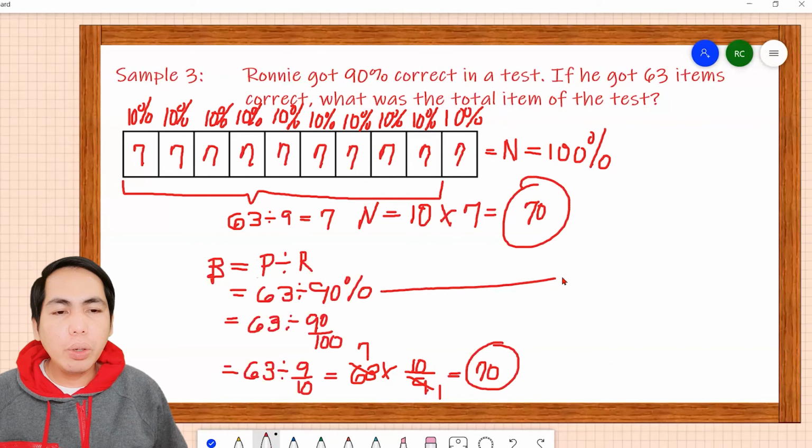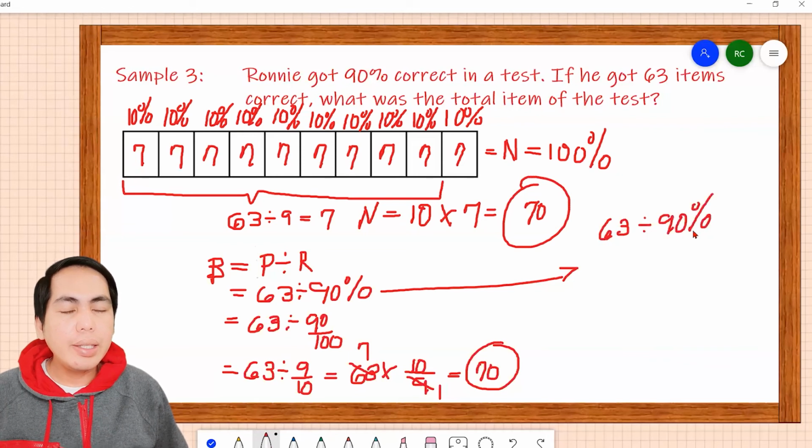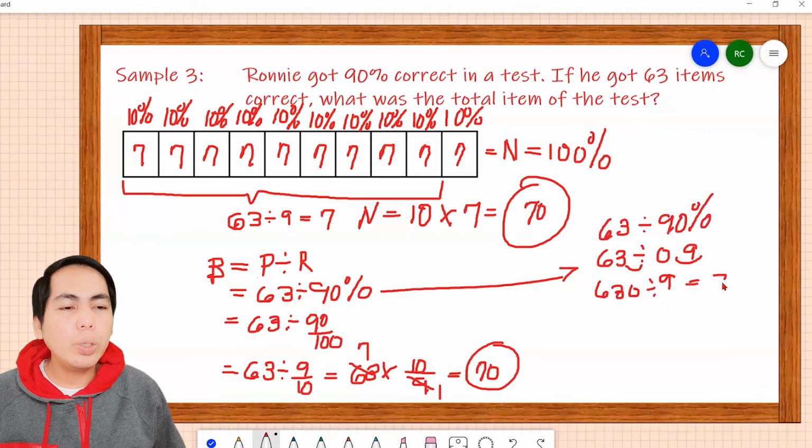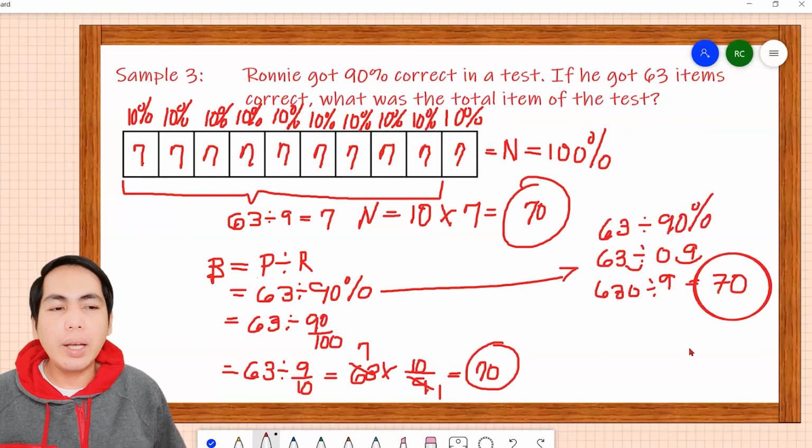Now, if we are also using our decimal form, we have 63 divided by 90%. Since 90% is equivalent to 90 over 100 in fraction form, so in decimal form, that is 0.9. To divide decimals, we have to make our divisor a whole number by moving the decimal point to the right to make this 9. And we have also to move one digit in our dividend to make it 630 divided by 9 to give us 70. So therefore, the total item in the test was 70.